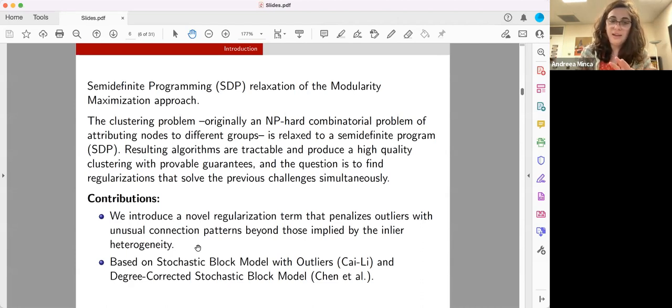You want to say, okay, this is an outlier, and you want to do that based on the connection pattern. You want to say that the way this outlier connects to the inliers is different than how an inlier would connect to other inliers. Even if the outlier has a large degree, it is going to behave differently than an inlier with a similar degree that is perhaps more central to its own cluster.